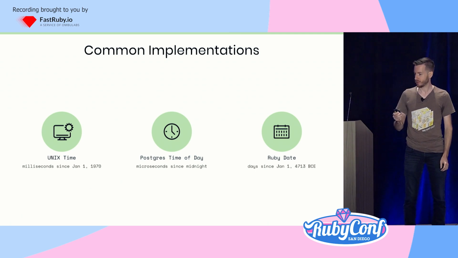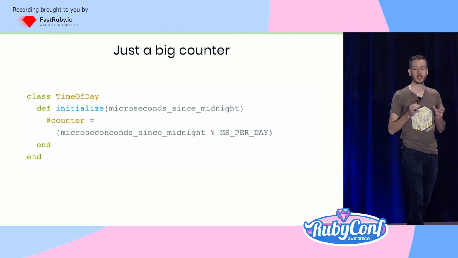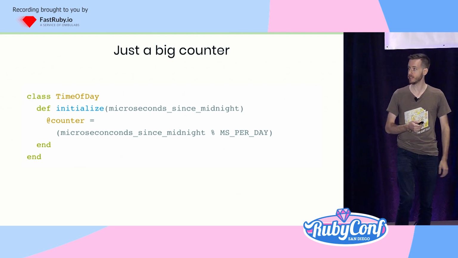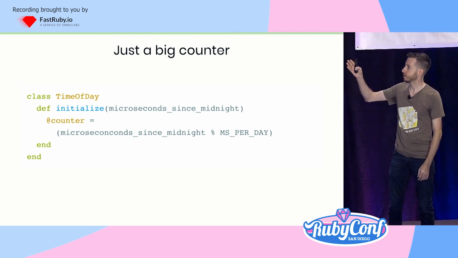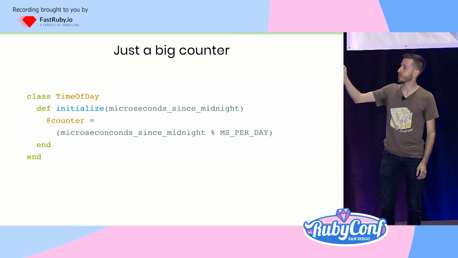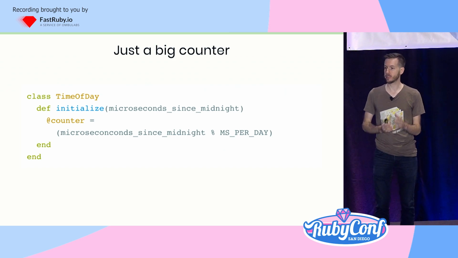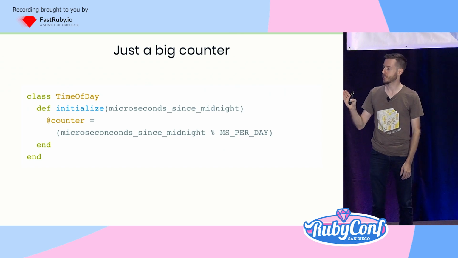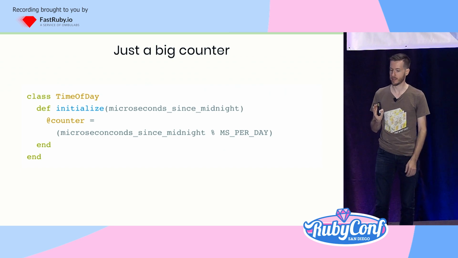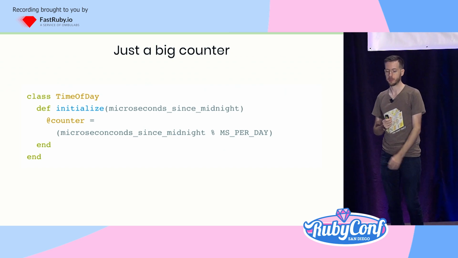So what if you're making your own? Well, my suggestion would be to have a class that just wraps one big counter, something like this. So we're building time of day, and we build here. It's a wrapper around a number. We pass in the number of, let's say, microseconds since midnight, and we store that. Now, because time of day is circular, we're doing a little bit of modulo math to make sure that we never go over the maximum number of microseconds in a day. But otherwise, this is just a Ruby class wrapper around a number.